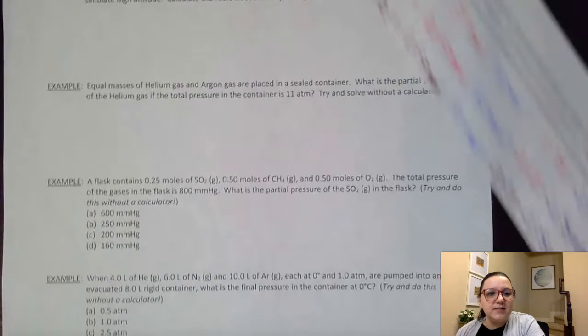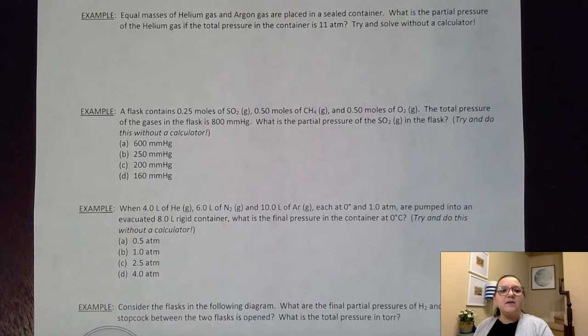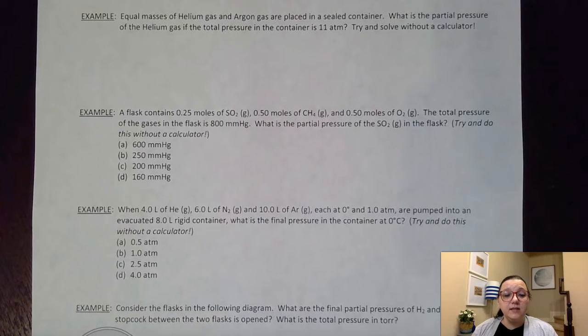So our next one says that we have equal masses of helium gas and argon gas, which are placed in a sealed container. What is the partial pressure of the helium gas if the total pressure in the container is 11 atmosphere? Now, this one is a little bit tricky. I'm going to give you some kind of helpful hints on solving something like this.